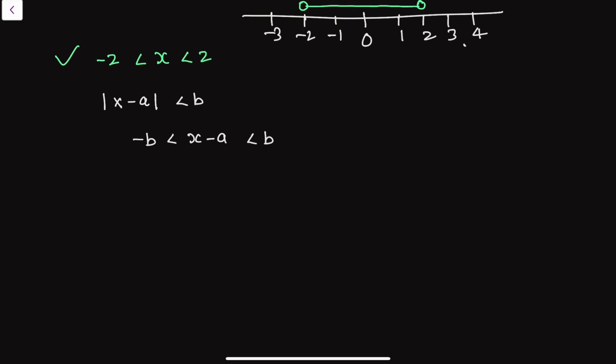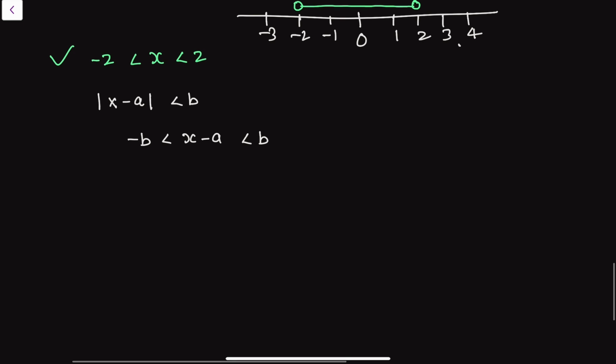Now to get the value of x out of this, you can add a here, here, and here also. When you do this, a and negative a get cancelled out, so you get x is less than a plus b, and from this side it's larger than a minus b. That's the solution.